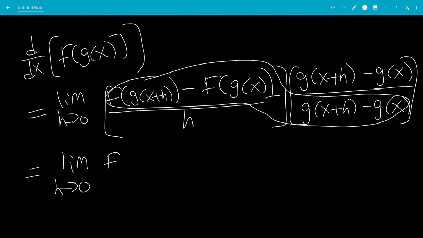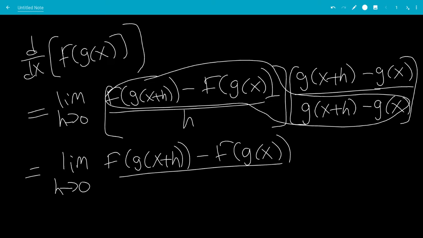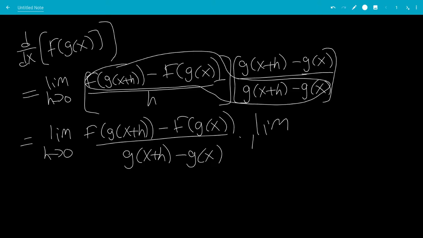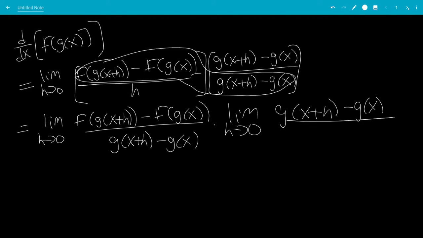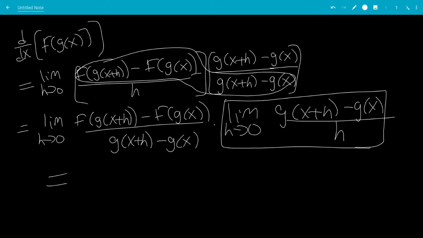This will be f of g of x plus h minus f of g of x all over g of x plus h minus g of x. And then the other terms will be another limit as h goes to 0 of g of x plus h minus g of x all over h, where this is the derivative of g of x, so that's g prime of x. Take the limit to take it to the outside of the limit, so the limit of h goes to 0.